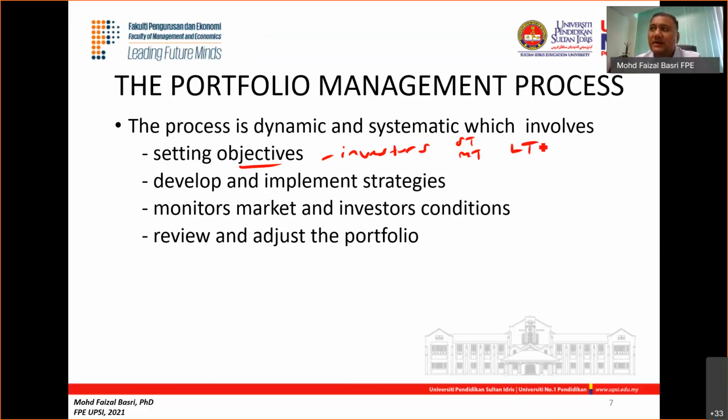Okay, we need to know what are their objectives. What they want to achieve in short term. Short term usually maybe about less than 1 year ataupun less than 3 years. Okay, medium term between 3 to 5 years. Okay, anything more than 5 years, long term. Contoh. Right, so what they want to achieve short term, medium and long term. Okay, so once they know the objectives, then we can develop and implement the strategies.